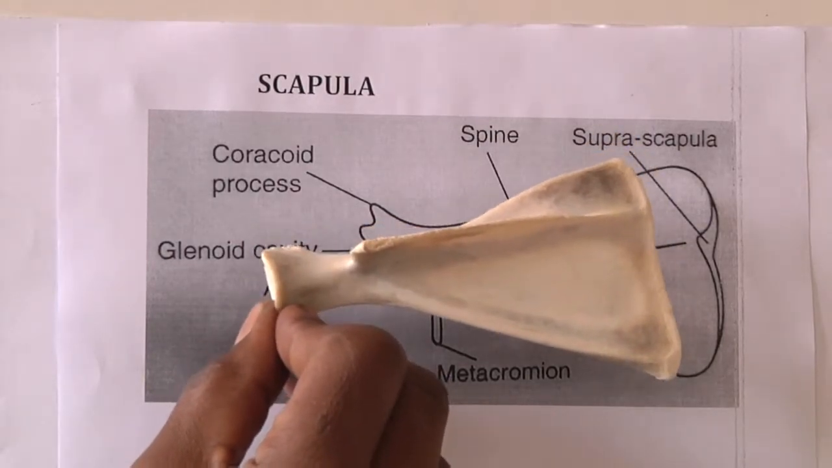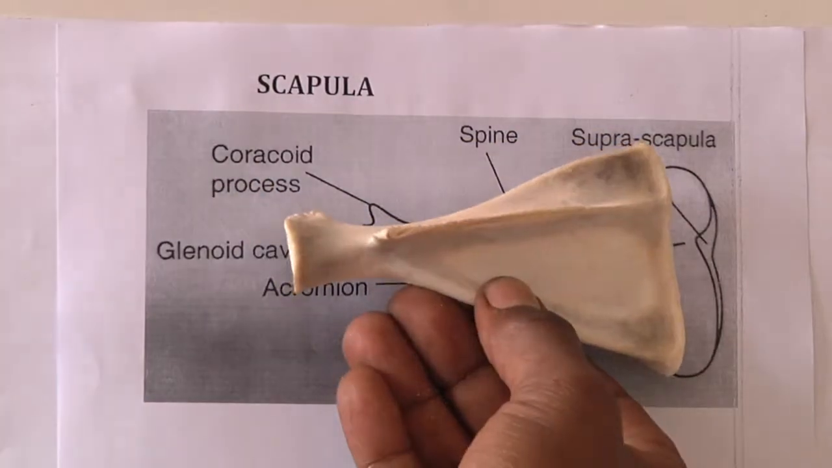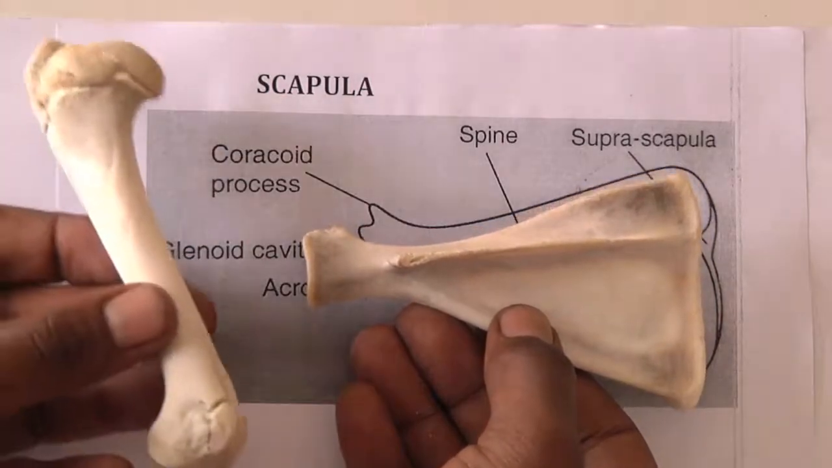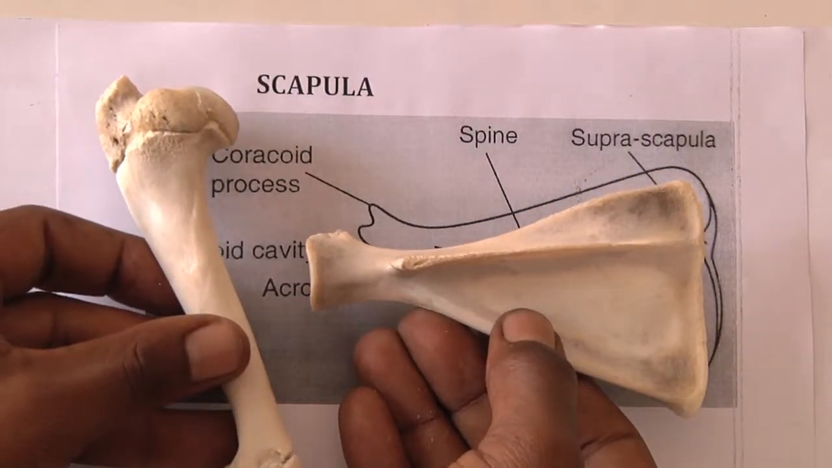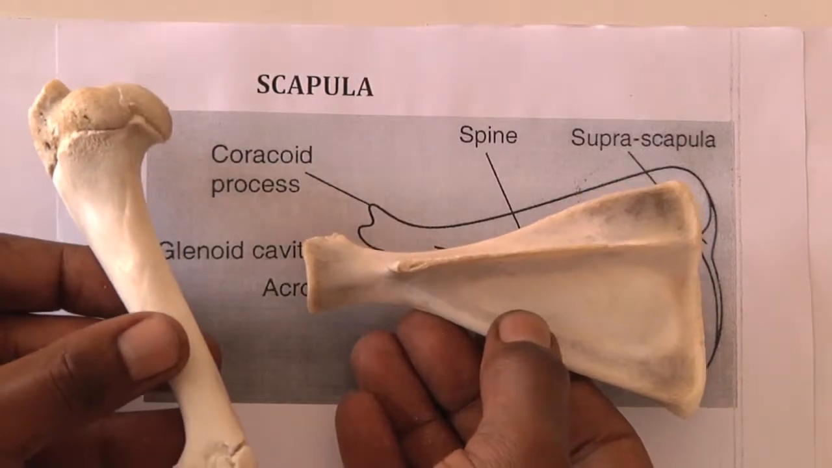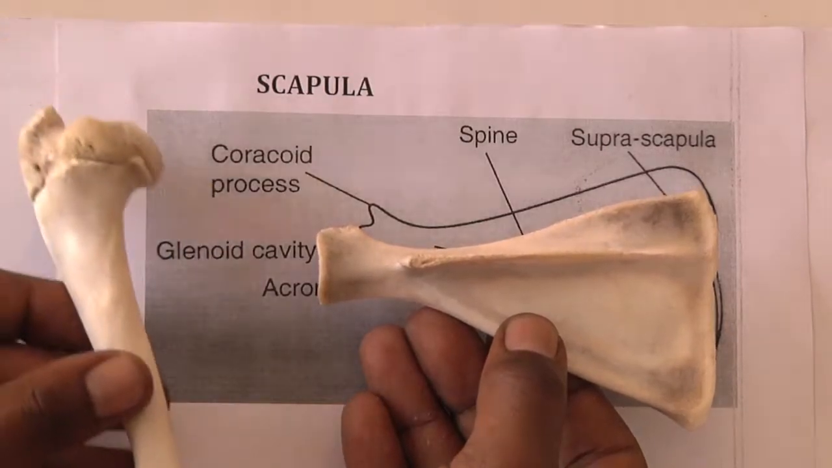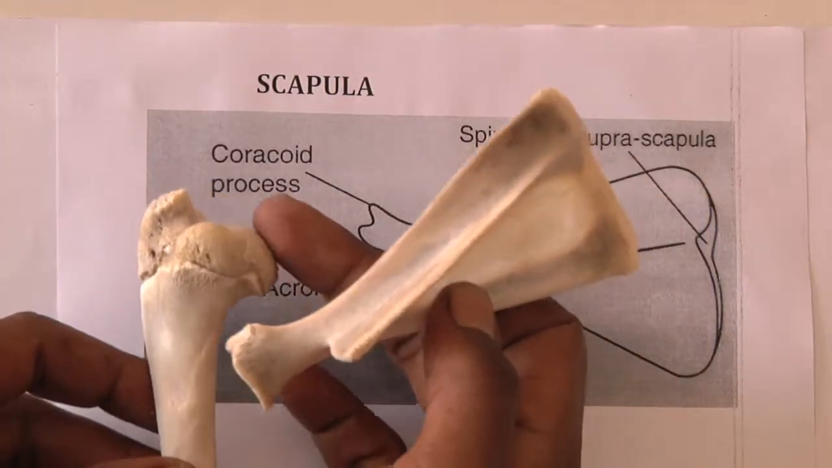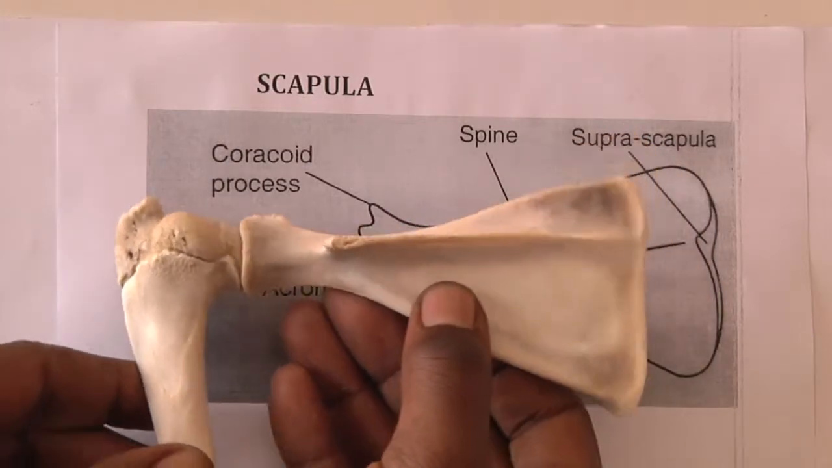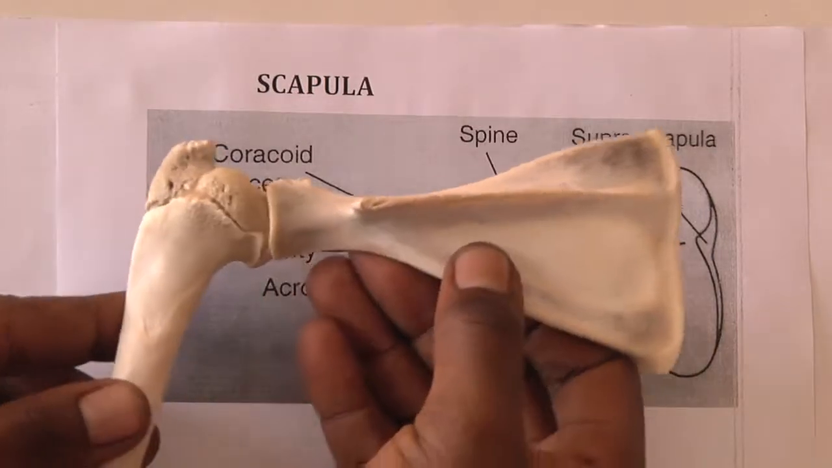And I did mention something about the articulation with the head of the humerus. How do we have this articulation taking place? Now, this is an example of the humerus. And the humerus, this is the head of the humerus. So it's always going to be articulating onto the glenoid cavity of the scapula. That is how the articulation occurs.